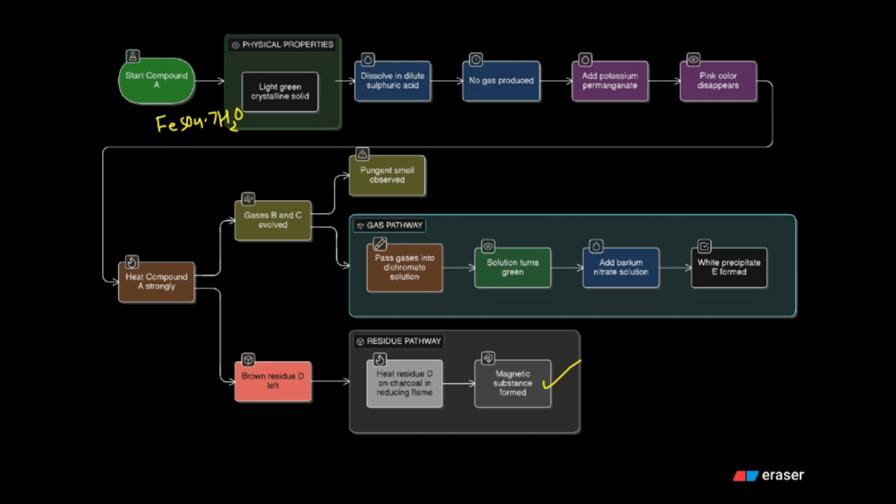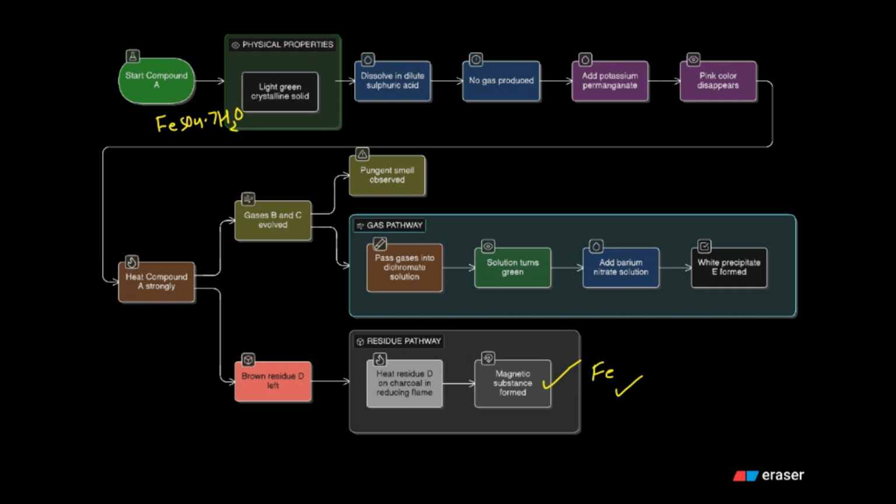Okay, so if you see the first one and the last one, then you will find that this ferrous sulfate heptahydrate could be the answer, because this will produce iron, and that iron is magnetic in nature. Okay, so we are getting closer to the answer.